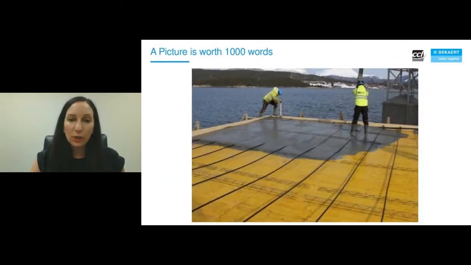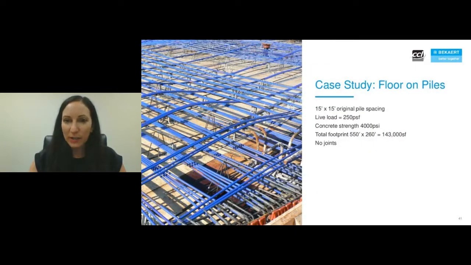I feel like this picture is so important just to see how little there is in this slab. There's steel fiber reinforced concrete and there's PT tendons, and it's so simple and straightforward. Now, here's another case study. This was a floor on piles project that originally had a 15-foot pile spacing with a 250 PSF live load, 4,000 PSI concrete strength, and about 140,000 square feet with no joints.